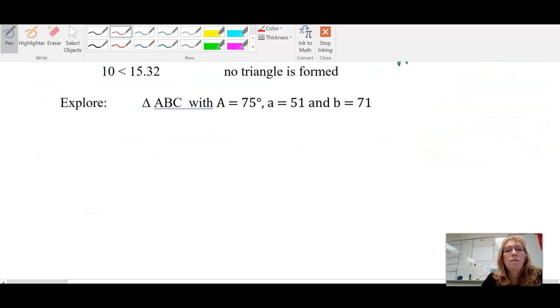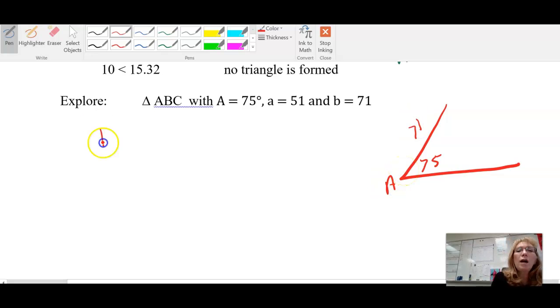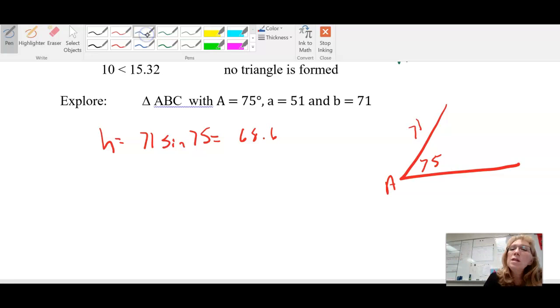All right, your turn. Pause and try it. So you had an angle of 75. You have B is 71, because this is A. You calculated your height, which is equal to B sine A, and you should have gotten 68.6. So this height right here, not a side of the triangle, is 68.6. Now I look at A, and A is only 51, so it goes to about here. It cannot reach the bottom ray. No triangle.